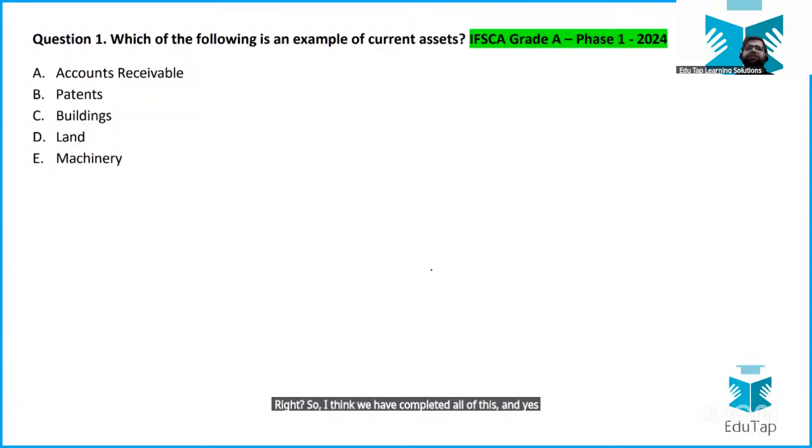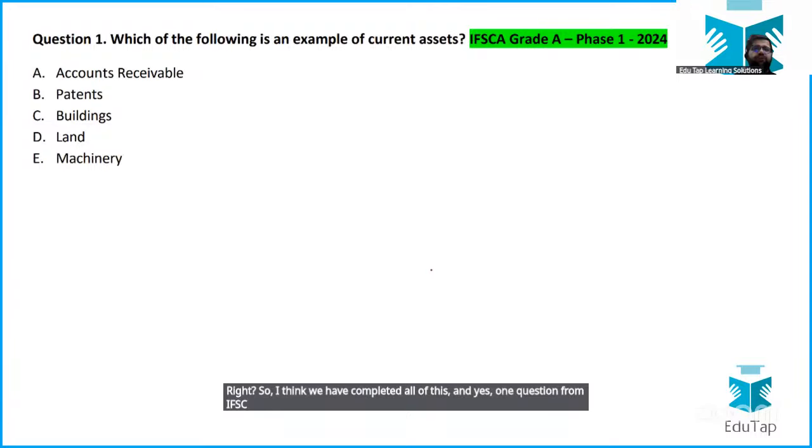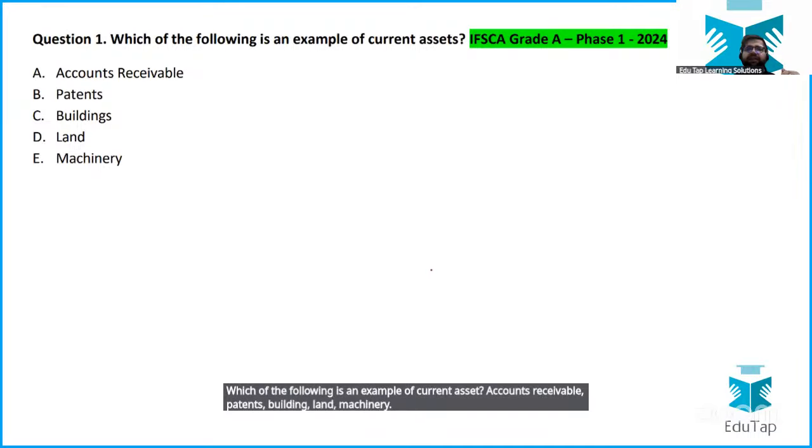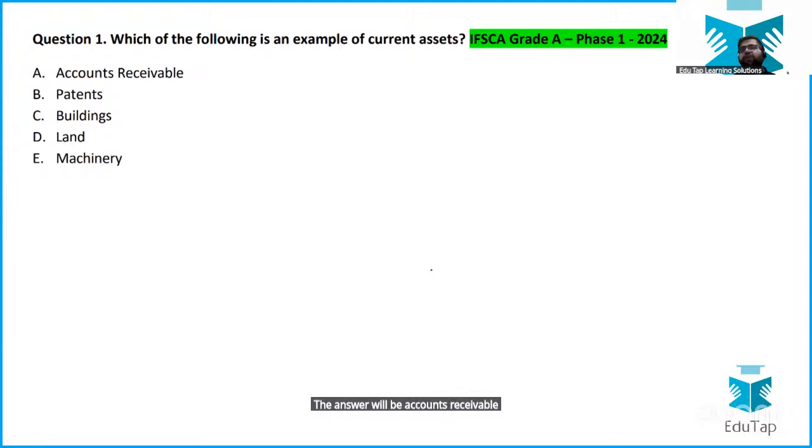And yes, one question from IFSC Grade A Phase 1 2024. Although why are we doing IFSC PYQs? Because the exam conducting authority is the same. Which of the following is an example of current asset? Accounts receivable, patents, building, land, machinery. The answer will be accounts receivable. Can I call accounts receivable as trade receivables? The answer is yes. Okay.